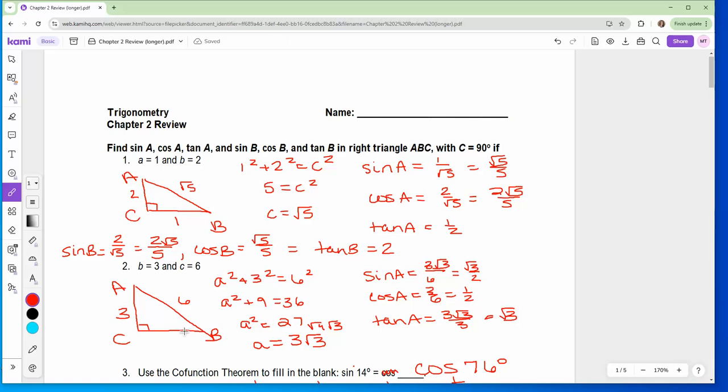Do I need to work that one out? So tangent of B, opposite side is 3, adjacent is 3 radical 3. So those 3's drop and it's 1 over the square root of 3. So then if you multiply top and bottom by square root of 3, you get the square root of 3 over 3.